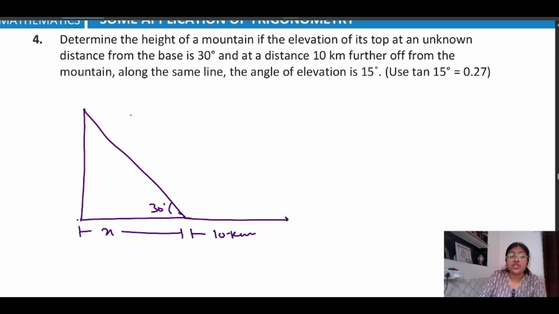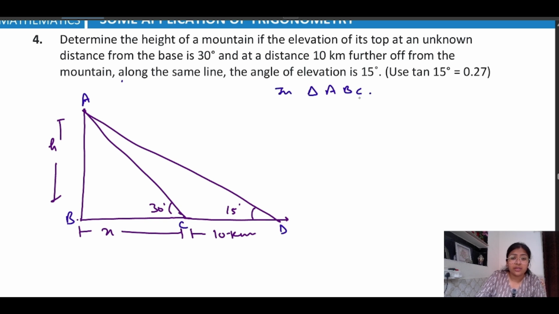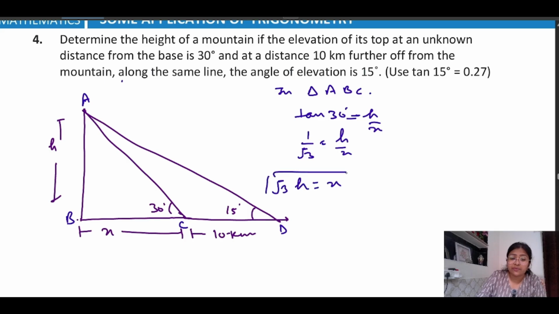Now the angle of elevation changes to 15 degree. You know, when you move away, the angle decreases. When you move towards, the angle increases. You need to find out the height. Name the triangle A, B, C, D. In triangle ABC, tan 30 equals h over x. 1 over root 3 is equal to h over x. So h is equal to x over root 3, that is, root 3 h is equal to x. This is the first equation.